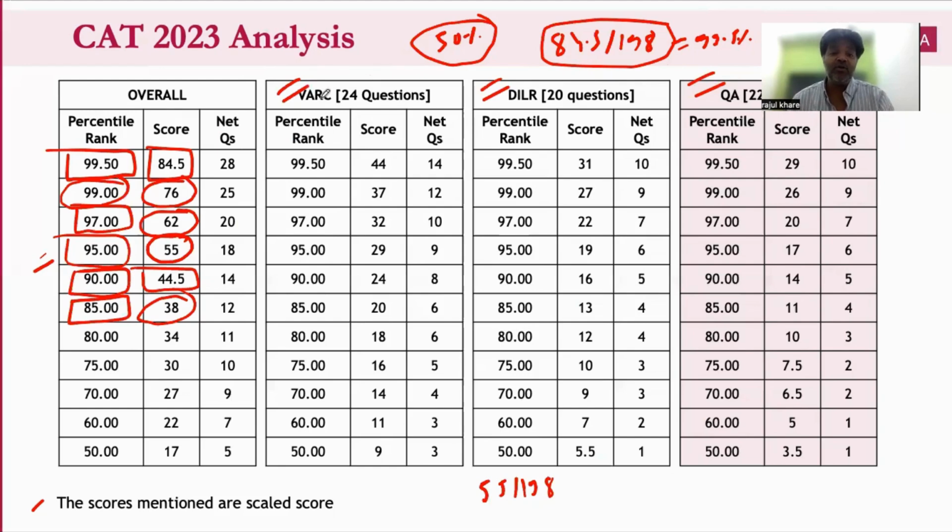Okay, so if I talk about verbal, typically, except IIM Lucknow, I talked about it in the last video, IIM Lucknow's sectional cutoff is 85. So you will be targeting to clear the sectional cutoff. What is the sectional cutoff? Nothing more than 85 percentile in all three sections.